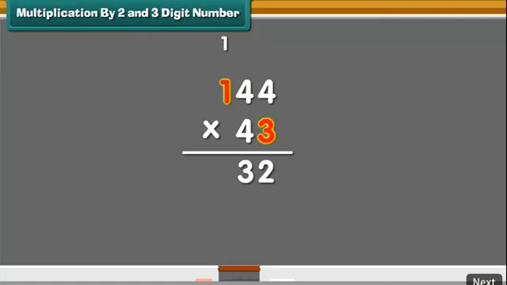Multiply 3 with the number on the 100's place and add 1 which was carried forward. We write 4 in the 100's place.